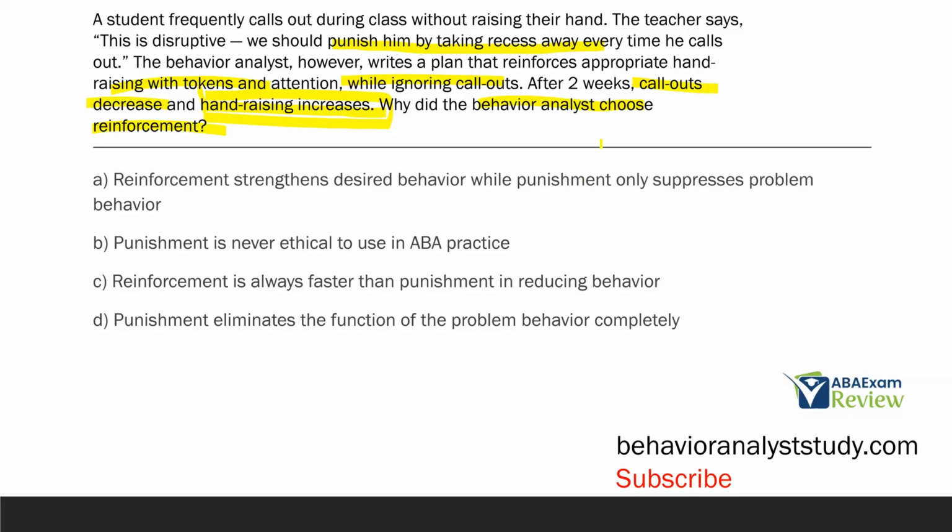So ultimately, pretty straightforward question if we go back to basics. When we are teaching something or getting rid of a behavior, especially getting rid of a behavior, we always want to try to add something in its place. And so reinforcement is going to strengthen desired behaviors, and punishment is only suppressing problem behavior.